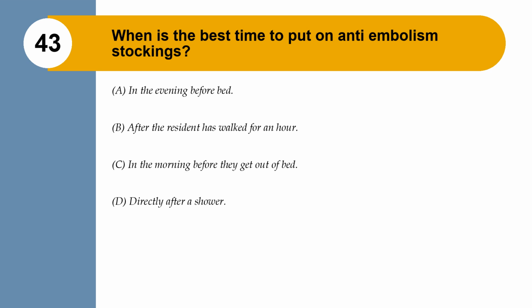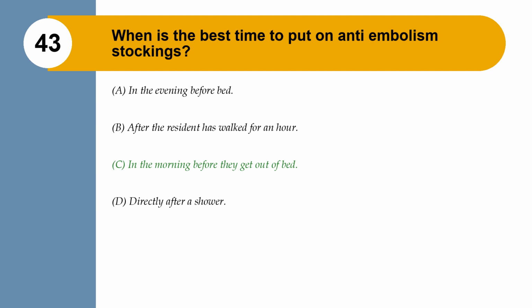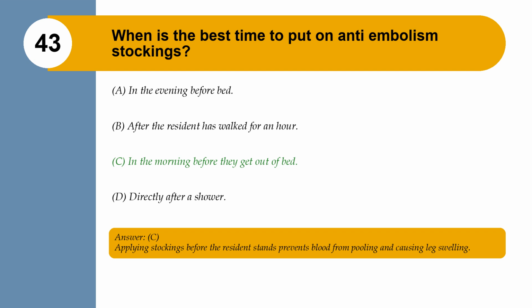Question 43. When is the best time to put on anti-embolism stockings? Option A, in the evening before bed. Option B, after the resident has walked for an hour. Option C, in the morning before they get out of bed. Option D, directly after a shower. The correct answer is option C, in the morning before they get out of bed. Explanation. Applying stockings before the resident stands prevents blood from pooling and causing leg swelling.